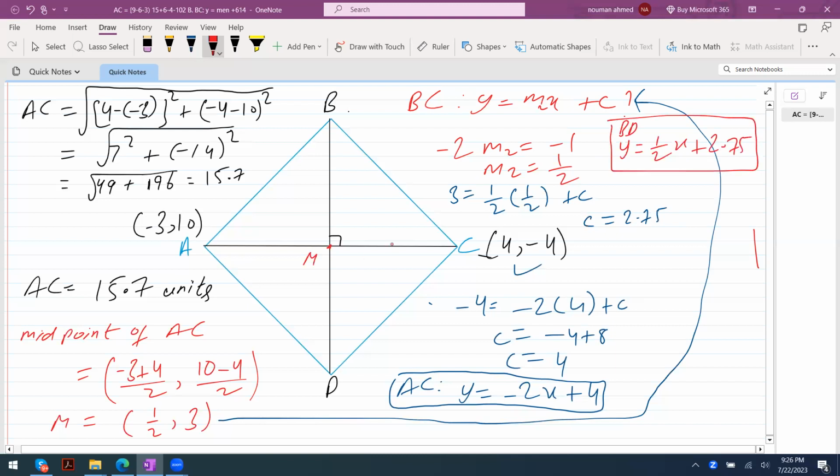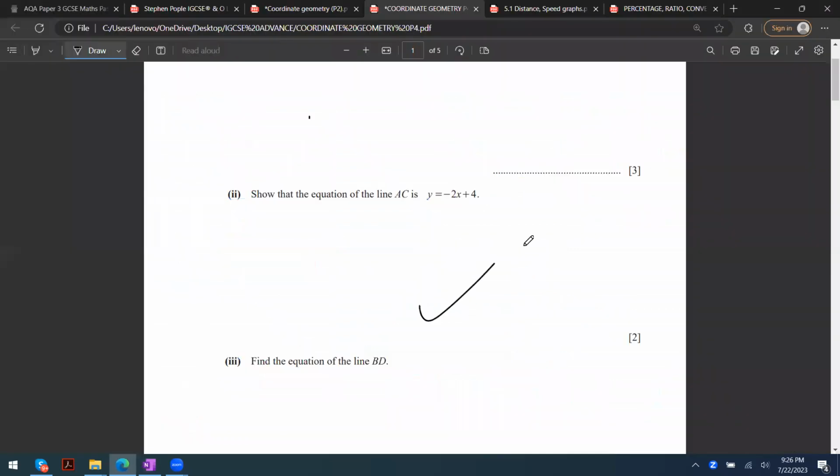The concept which they are testing is you should know the rhombus properties first of all. That the diagonals of the rhombus are perpendicular to each other. You should know that this point is the midpoint, so you need to use that formula. And I think the rest is simple. Any confusion, please let me know. We have done this question.